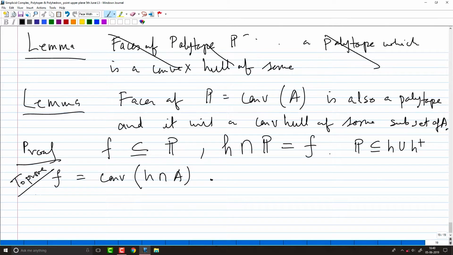So, one way is, do I have to show that the convex hull of H intersection A is a subset of F? Does this need a proof? H intersection A is contained in F. F itself is a convex set, because F is equal to a convex set intersecting with another convex set, a hyperplane. And this is the smallest convex set that contains H intersection A. So, this part is done. The only thing I have to prove is the other direction. This needs a proof.